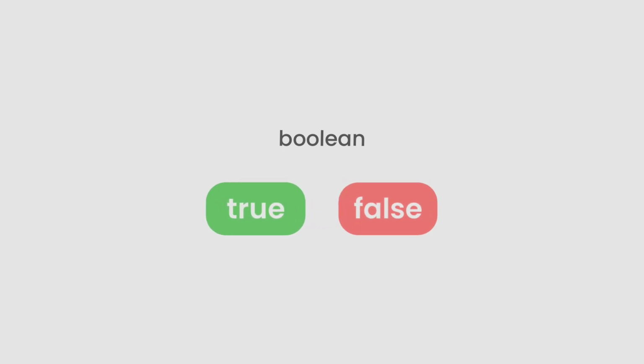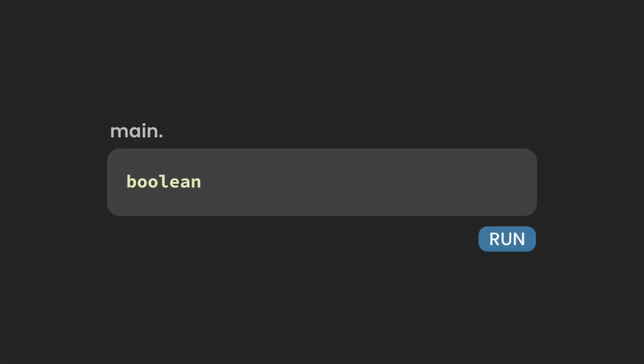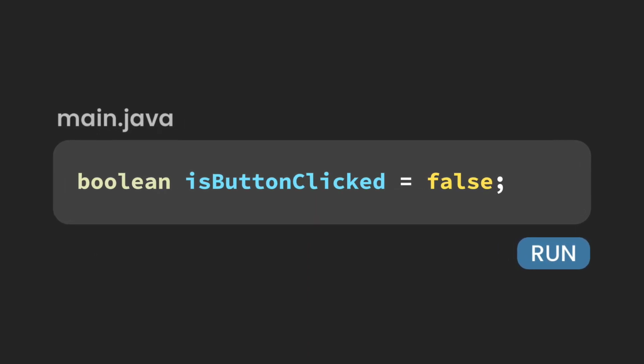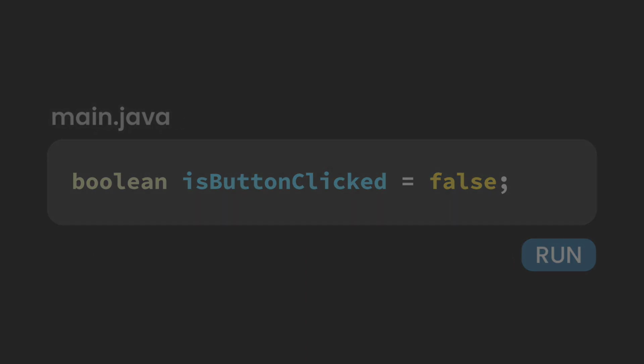And our last variable type is Boolean. This type of variable can only store two values, true or false. Boolean variables are commonly used in programming to represent logical conditions or states, such as whether a condition is true or false. For example, let's create a Boolean variable named isButtonClicked, which can be used to represent whether a button is clicked or not, with true representing that the button is clicked and false representing that it is not clicked.